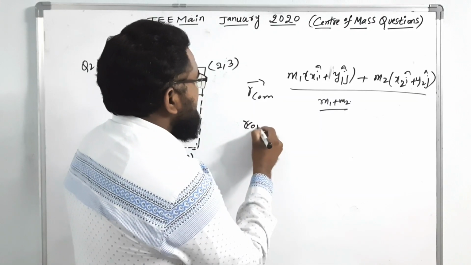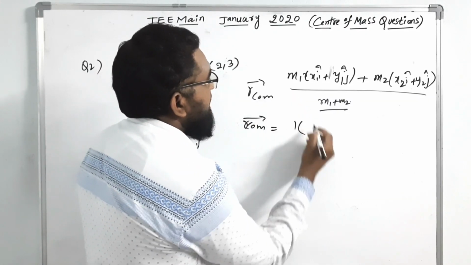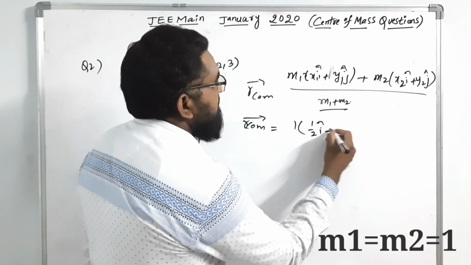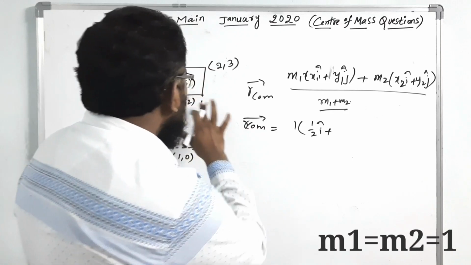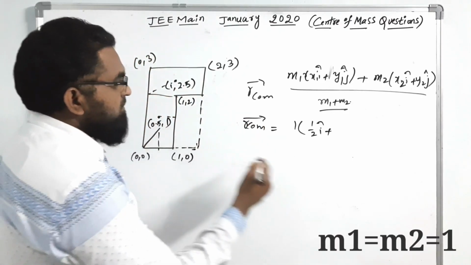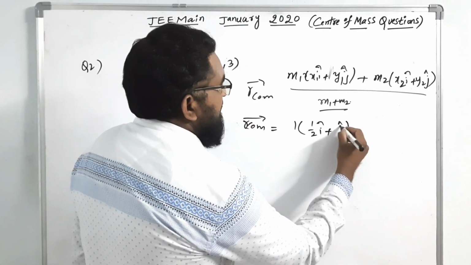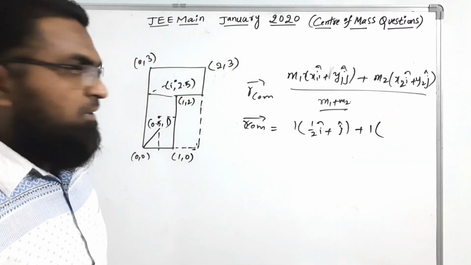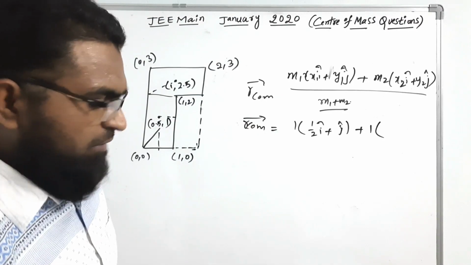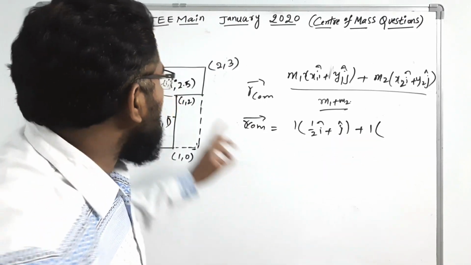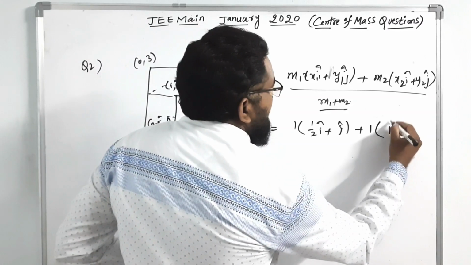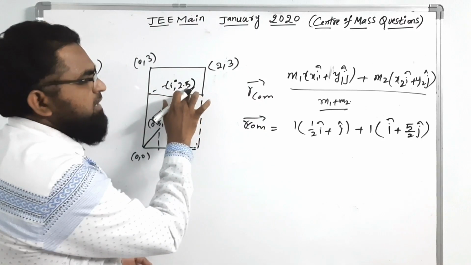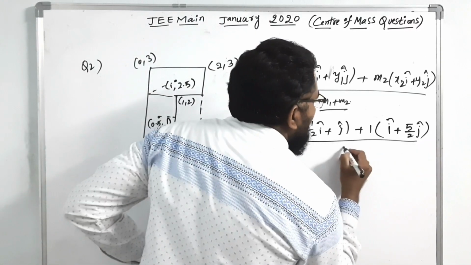R center of mass is equal to m1 times x1, here x1 is 0.5, that is 1 by 2 i cap, plus y1, here y1 is 1, so j cap, next plus m2, whose value is 1, and x2. I hope you understood this formula, very important. Here x2 i cap, next 5 by 2 j cap. Why 5 by 2 here? 2.5 is given, so I am writing 5 by 2. So the total mass is 2.